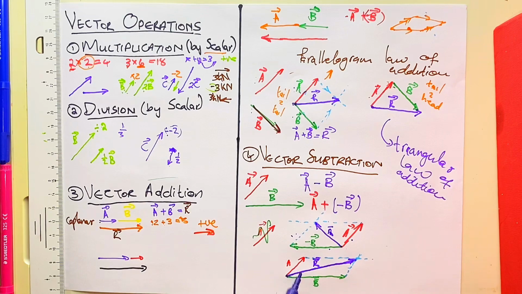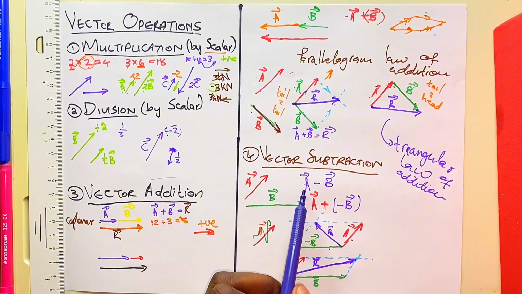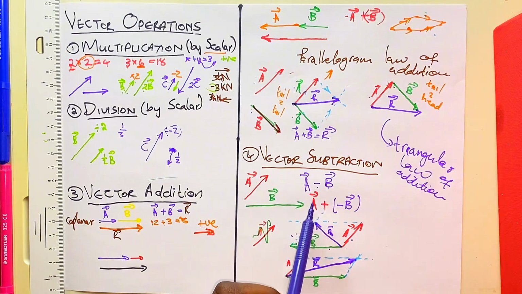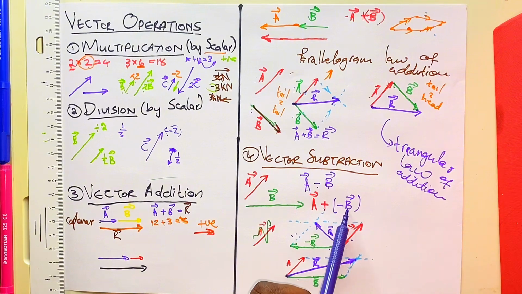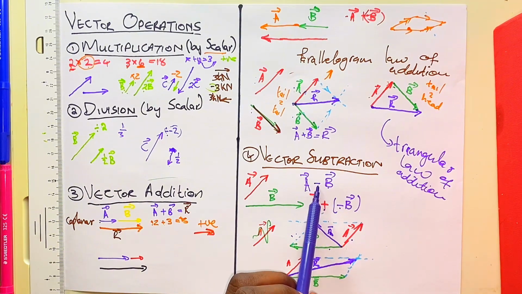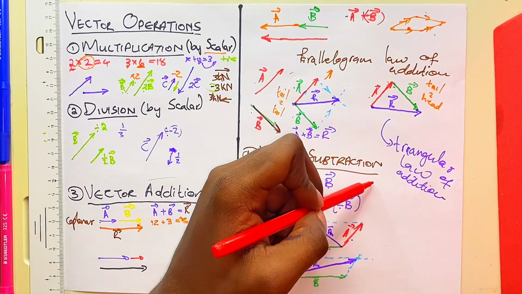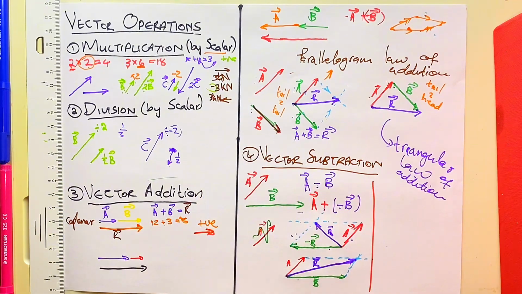have added them here. So when you want to subtract vectors, A minus B, just know that we are just adding A to a negative B. So that B changes direction because of the sign of B. It now goes in an opposite direction to what it was supposed to go in. Now let's quickly do a triangular law of addition and see how it would be.